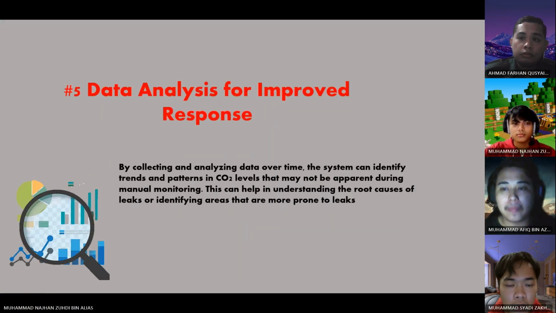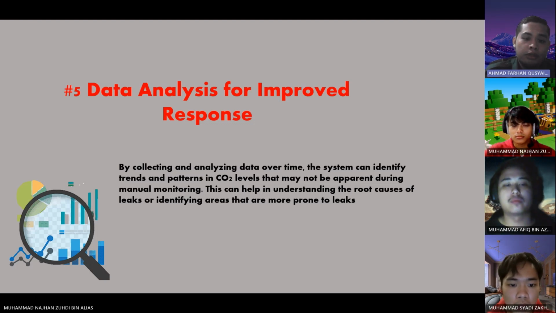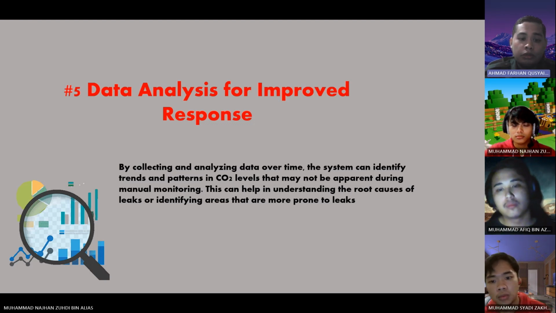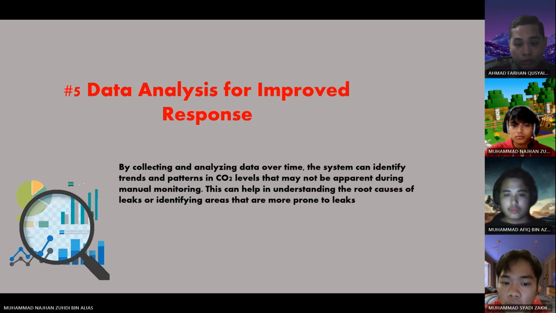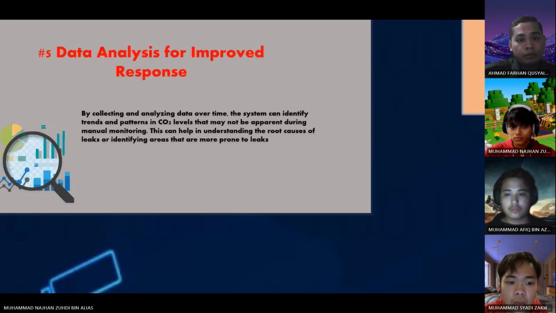Okay, next is data analysis for improved response. By collecting and analyzing data over time, the system can identify trends and patterns in CO2 levels that may not be apparent during manual monitoring. This can help in understanding the root cause of leaks or identifying areas that are more prone to leaks.